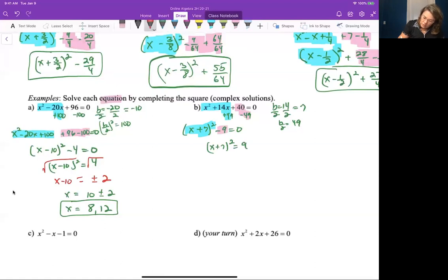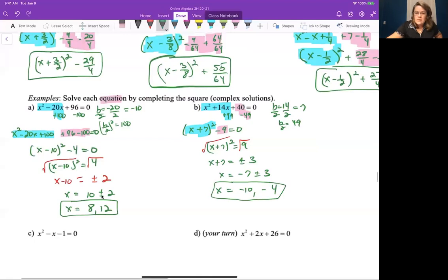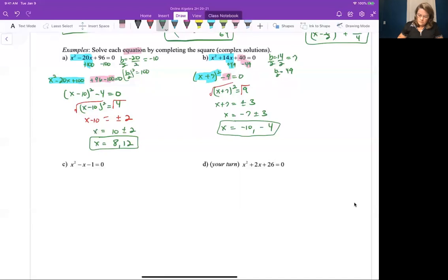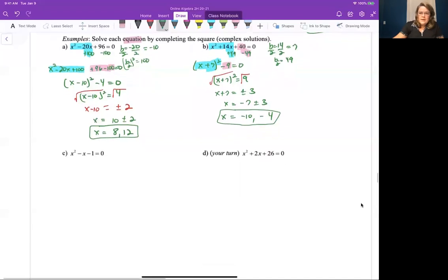I will then take the square root of both sides. I will find that x plus 7 is equal to plus or minus 3. I will find x is equal to negative 7 plus or minus 3, and let's simplify that further. So negative 7 minus 3 is a negative 10. Negative 7 plus 3 is a negative 4. I'm just checking my answers. Yes, there are the answers. Okay. All right, continuing on.